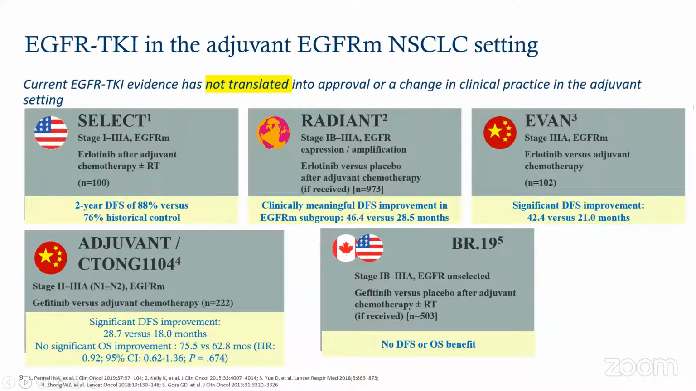EGFR TKIs in the adjuvant setting were given in the past also. There have been many trials, mostly phase 3 also. SELECT trial, RADIANT trial, EVAN trial, which used various TKIs like erlotinib, gefitinib. Next slide, please.